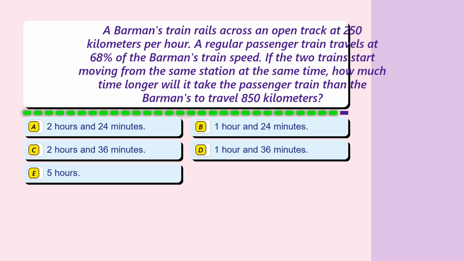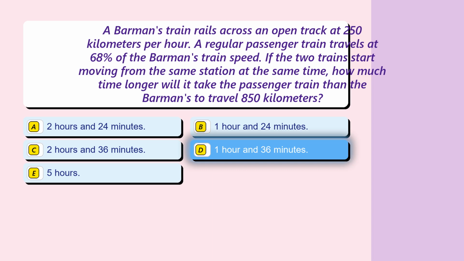Question 11. A bullet train rails across an open track at 250 km per hour. A regular passenger train travels at 68% of the bullet train's speed. If the two trains start moving from the same station at the same time, how much time longer will it take the passenger train than the bullet train to travel 850 km? Option A, 2 hours and 24 minutes. Option B, 1 hour and 24 minutes. Option C, 2 hours and 36 minutes. Option D, 1 hour and 36 minutes. Option E, 5 hours.